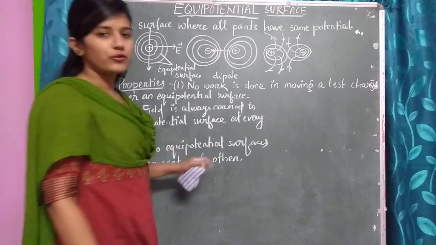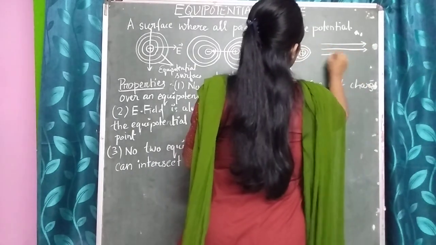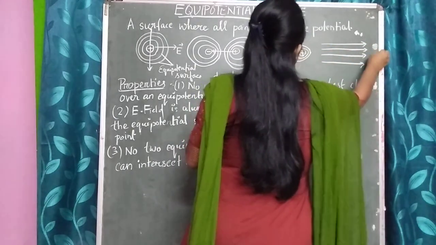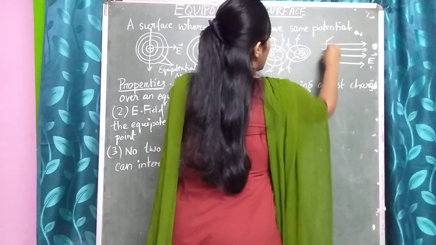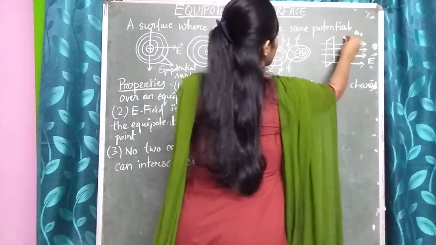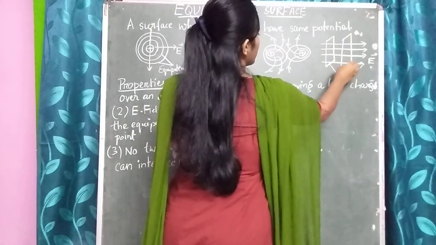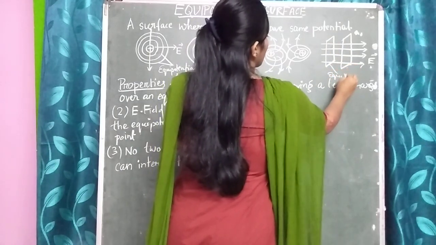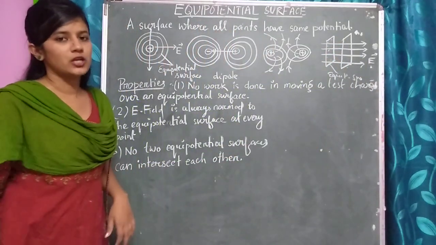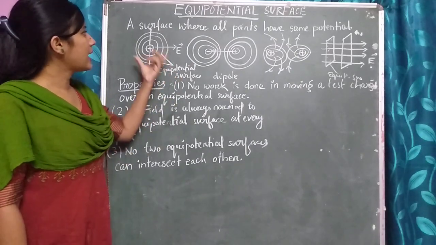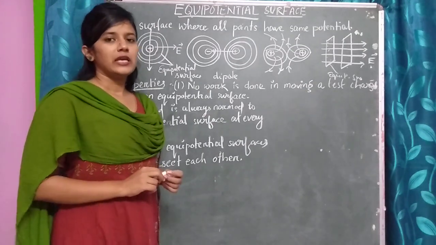Next, for a uniform electric field, we represent the uniform electric field like this. What is the equipotential surface for this electric field? These are parallel planes perpendicular to the electric field direction. If this is an equipotential surface, then all the points on it will have equal potential. So we get an idea about the equipotential surface: a surface where all the points have equal potential.